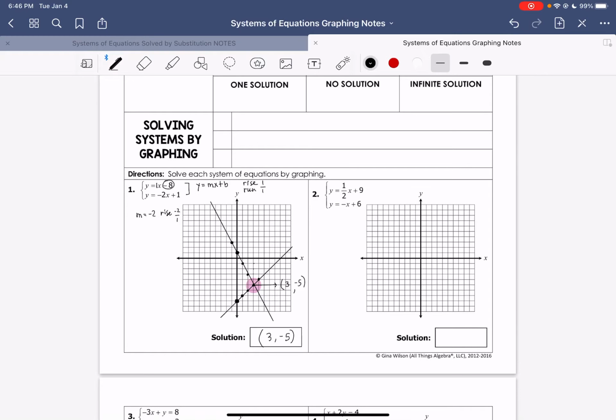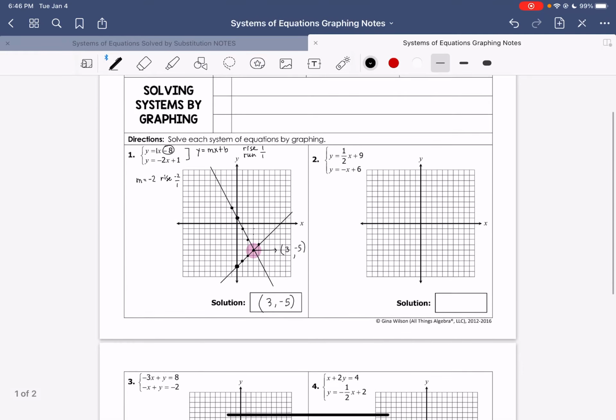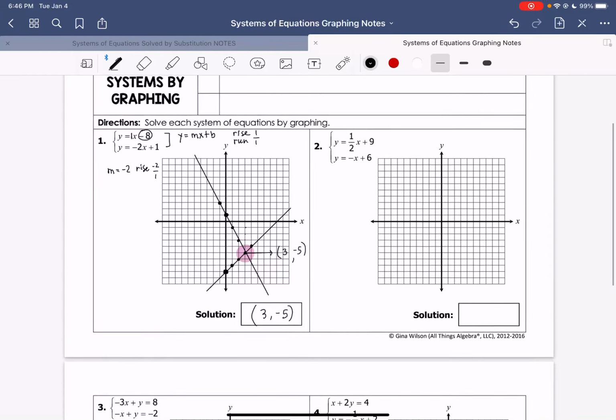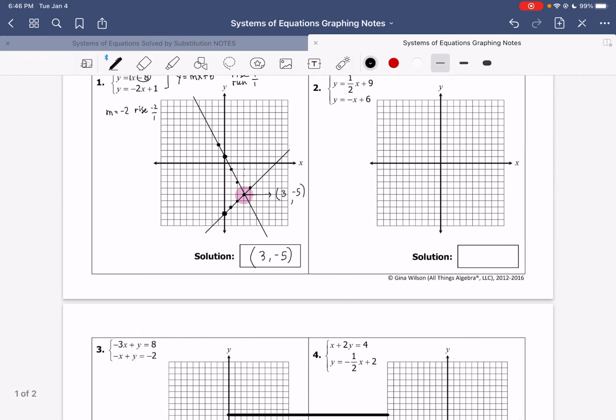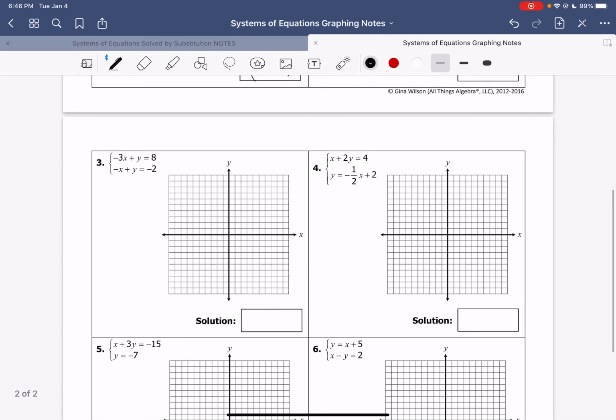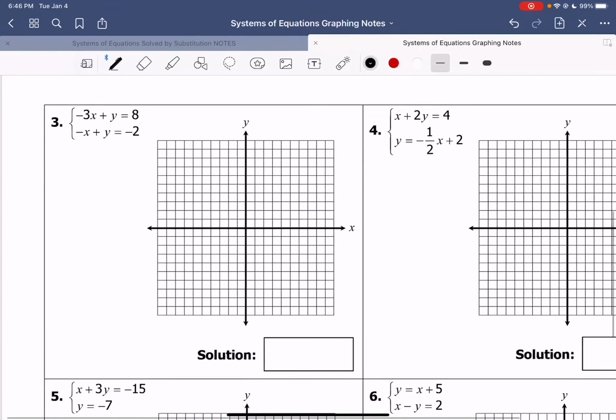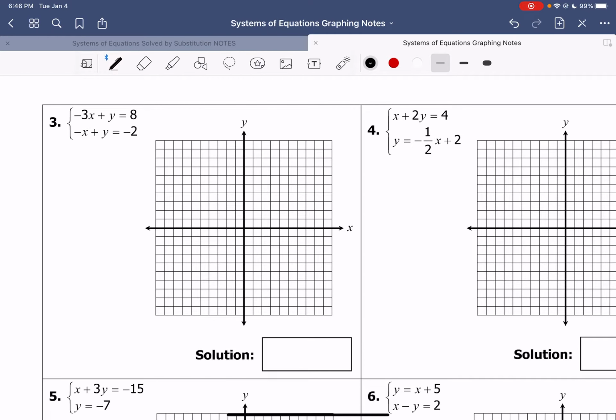All right. So let's go ahead and skip to a more difficult one maybe. Let's go ahead and do number 3. On these two, we don't have them in y-intercept form, so we're going to have to solve these ones for y.